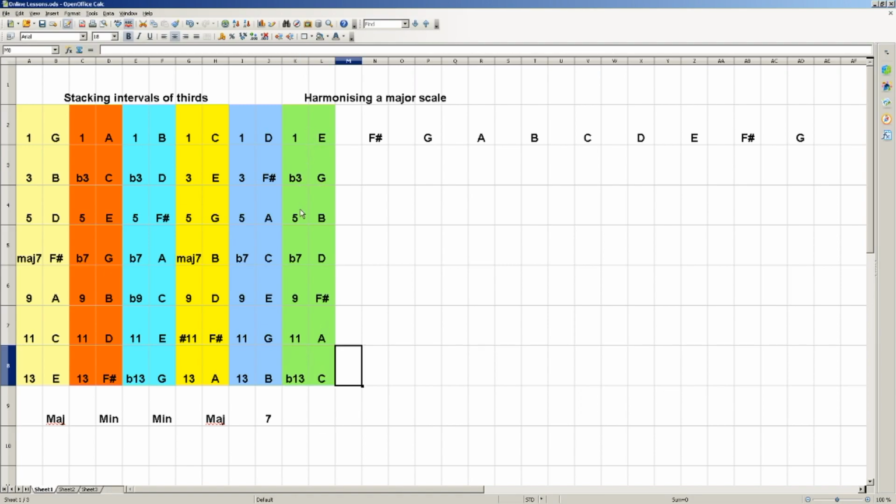So 1, flat 3, 5, flat 7. We are in minor. This is a minor chord, a minor chord and a minor arpeggio. When we study modes, we will call this Aeolian.